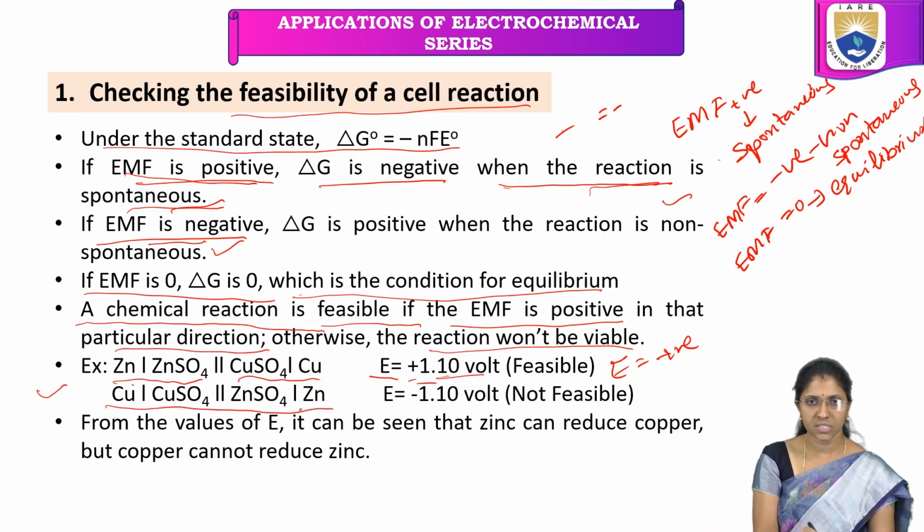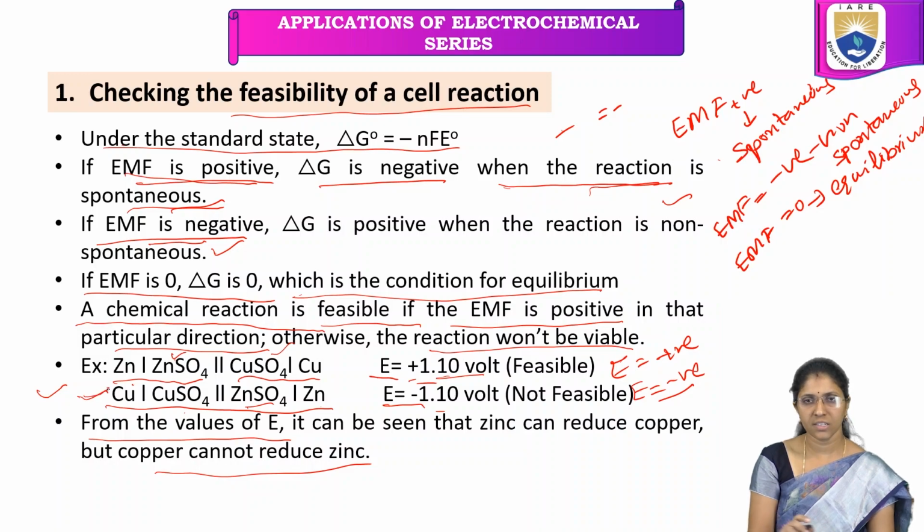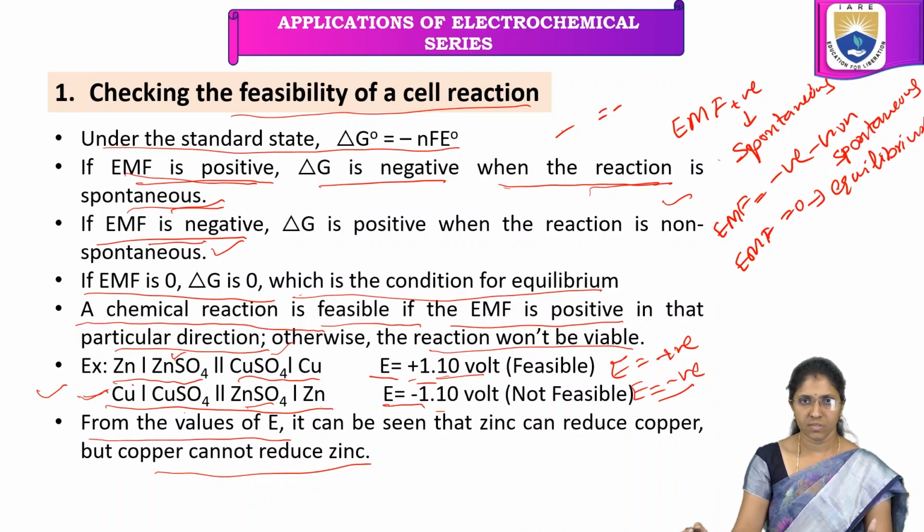If we take the reverse, copper in copper sulfate and zinc in zinc sulfate, the EMF of this cell is minus 1.10. So here E is negative, so this is a non-spontaneous reaction. From the values of E, it can be seen that zinc can reduce copper, but copper cannot reduce zinc. It means this second reaction is not feasible. The first reaction is feasible according to the EMF calculations.